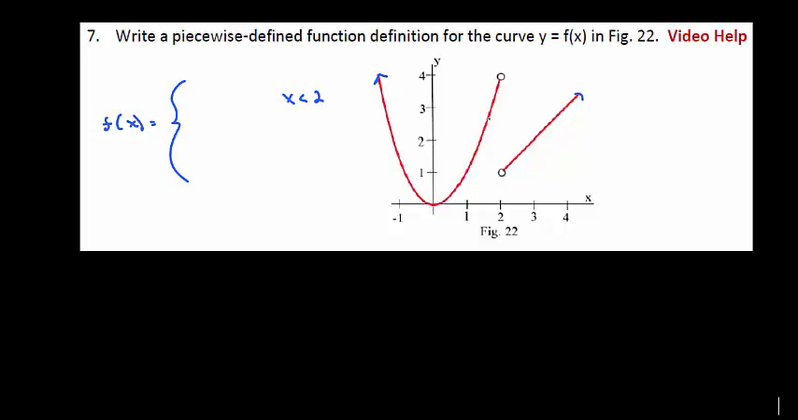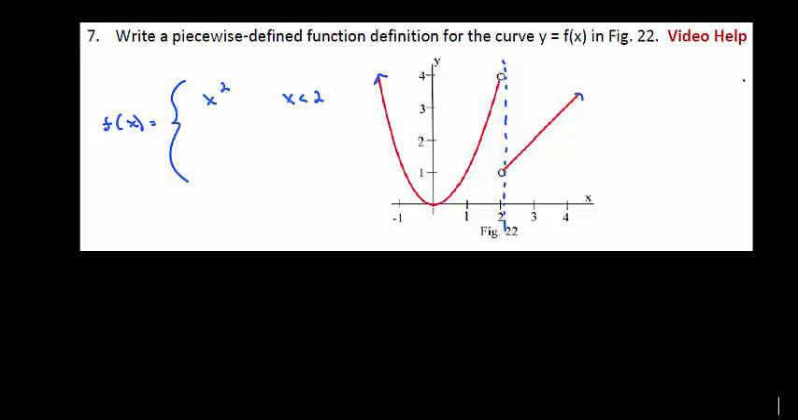So it looks like it's got the squared function. If you go over 1, it's at a height of 1. If you go over 2, that guy would be at a height of 4. Okay, so this is pretty clear that this guy right here is the squared function, and it is defined everywhere to the left of 2.